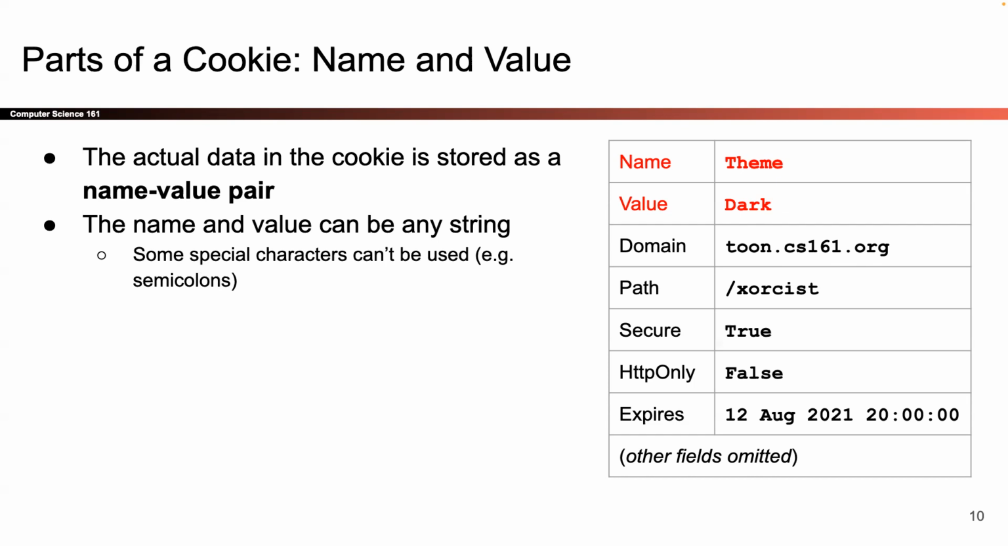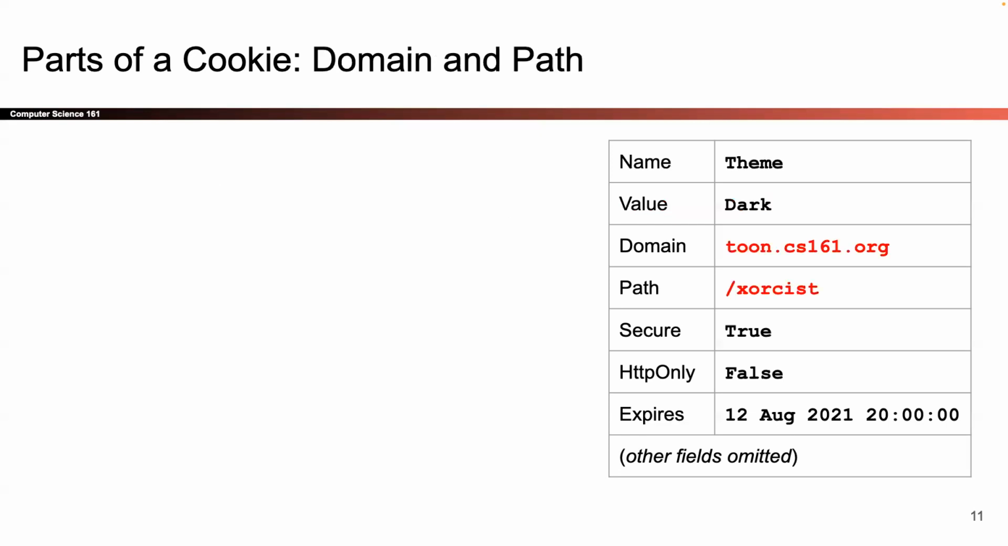Or you can do something else. It's up to you, right? But this is what we've chosen in this example as the data of the cookie. And these can be any arbitrary strings. There are some restrictions on special characters you can't use that you'll encounter on your projects, but for the most part, strings.